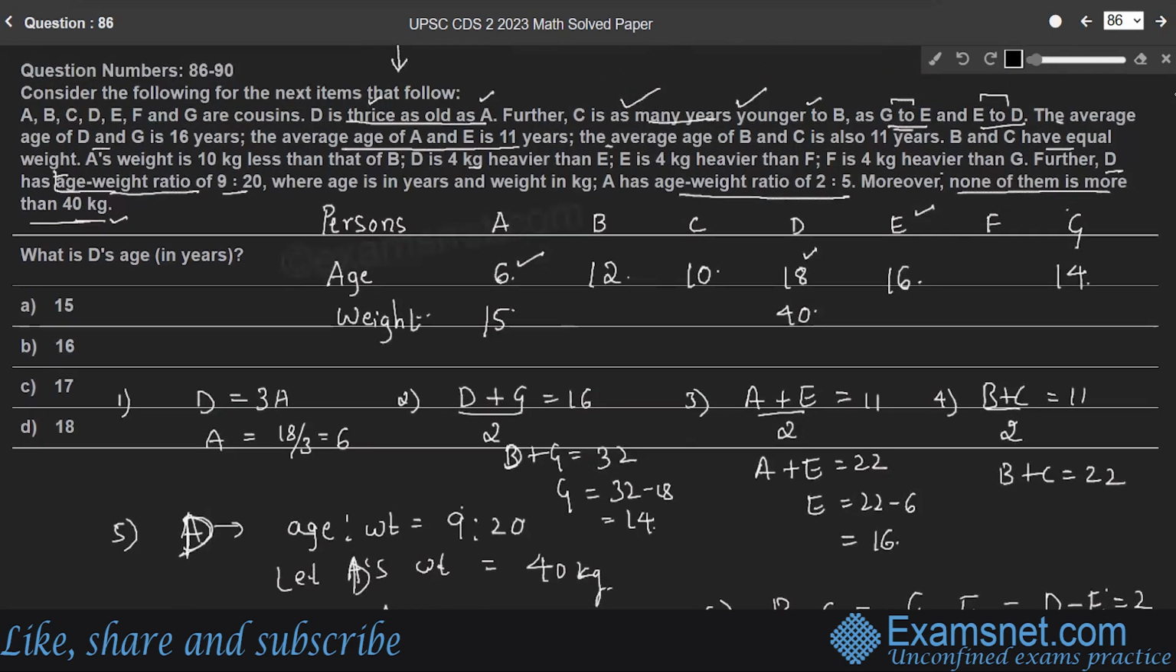Now, we'll consider the next point, right? Next point.